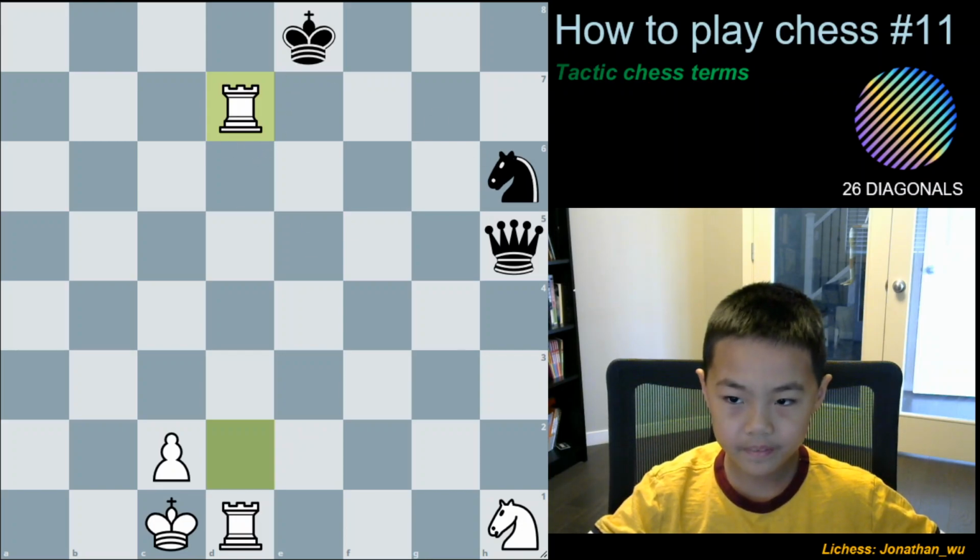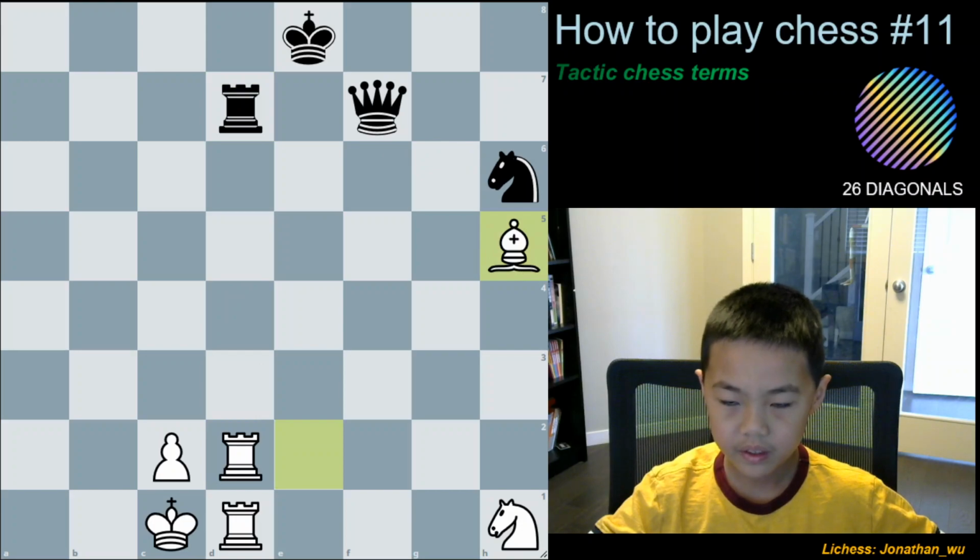So, there's also, it's in a pin, so if you don't want to lose the rook, well, you'll lose the queen. That's even worse, so don't do that.